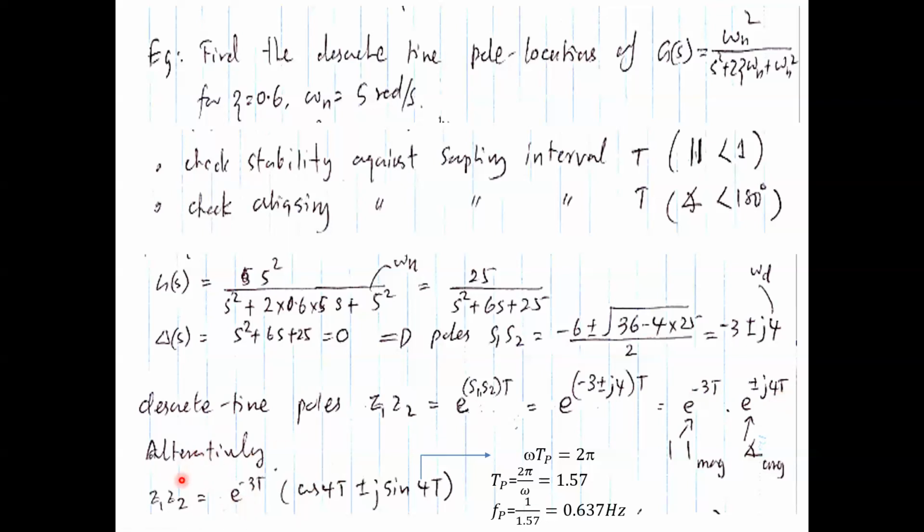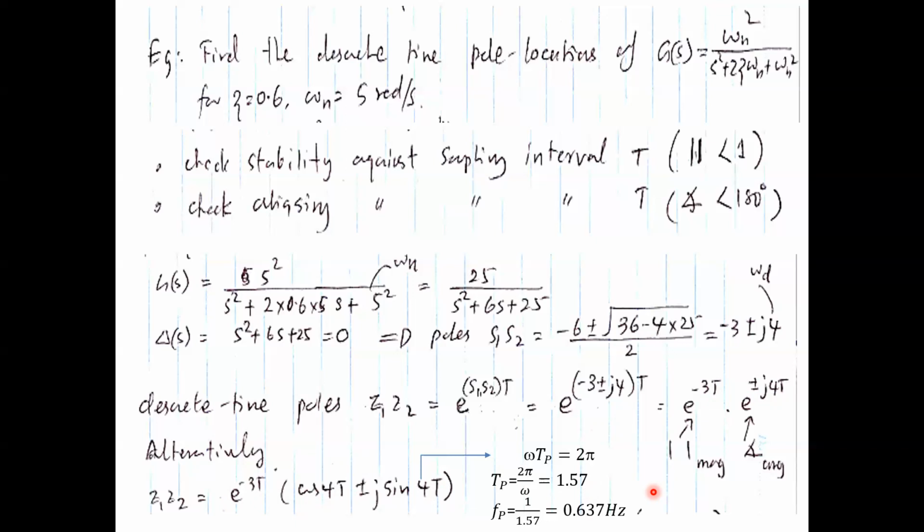So you can write down the two discrete poles in this format also. e to the minus 3T, you take the real part, which is the radius of the pole, out, and then this angle part you can write like cos plus or minus j sin. This is a trigonometric format, a cosine and sine combination with unit magnitude, and the actual magnitude is over here. So you can easily figure out omega T_p is 2 pi, this is the omega, and then T_p is 1.57, or if you want the frequency in hertz, it's 0.637. You can read all these things from the poles themselves and evaluate the performance.